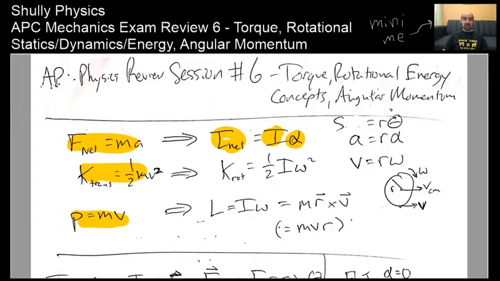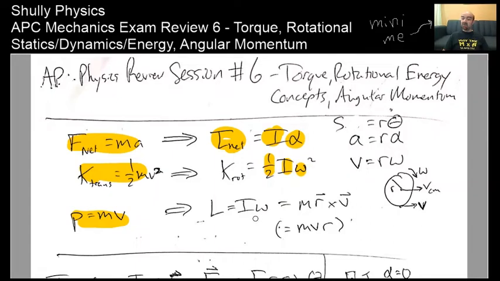Normal forces will come from the surface out, perpendicular. Gravity is always from the center of mass of the object down towards the center of the earth. So it's important to remember that. For rotation, instead of 1/2 mv squared, we've got 1/2 I omega squared for rotational kinetic energy.